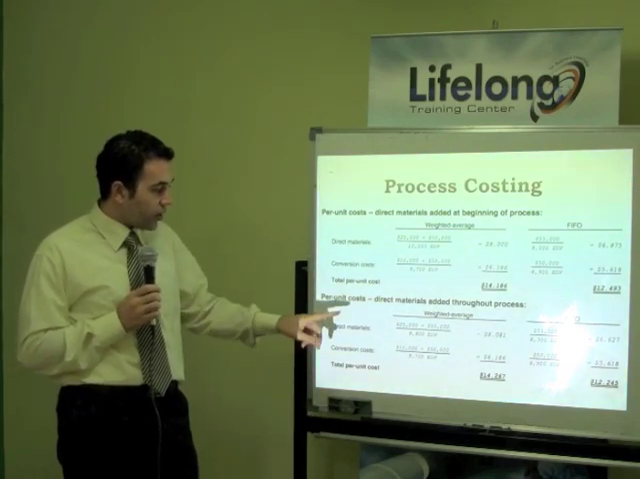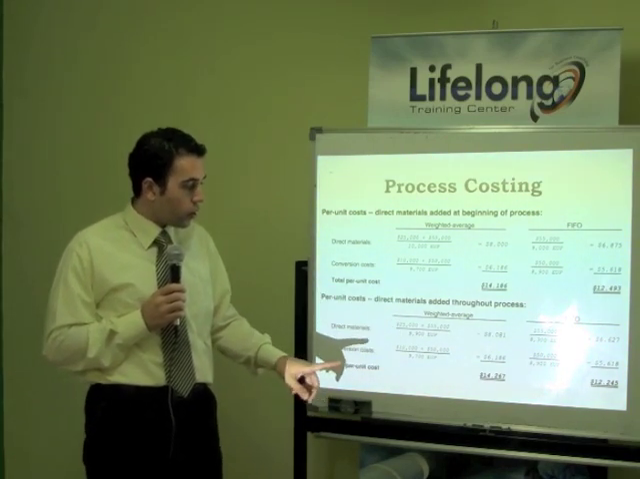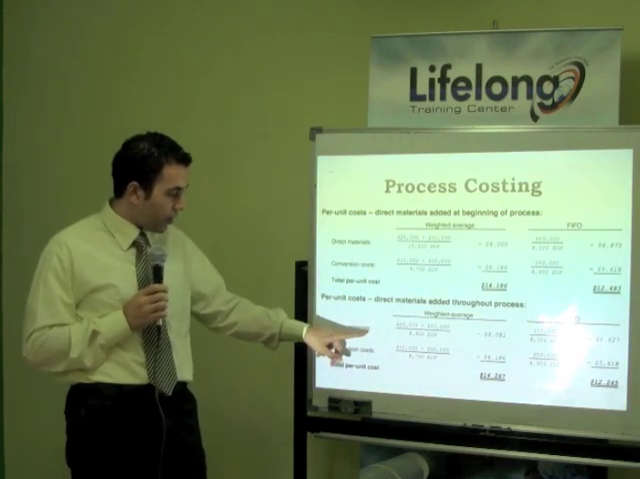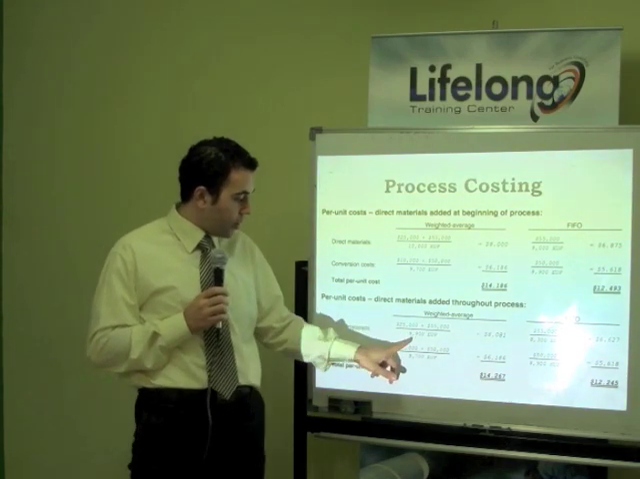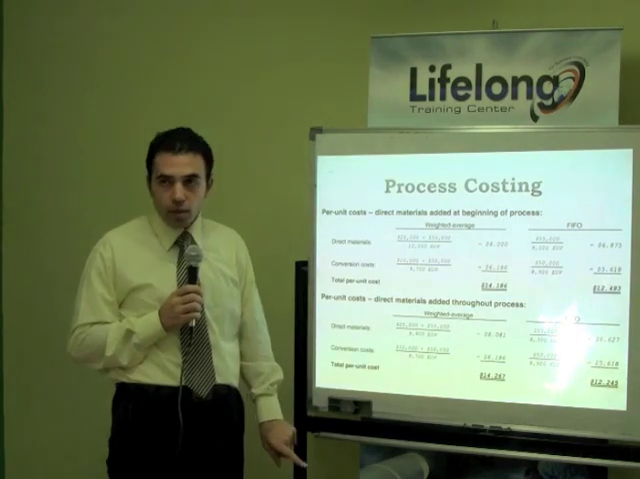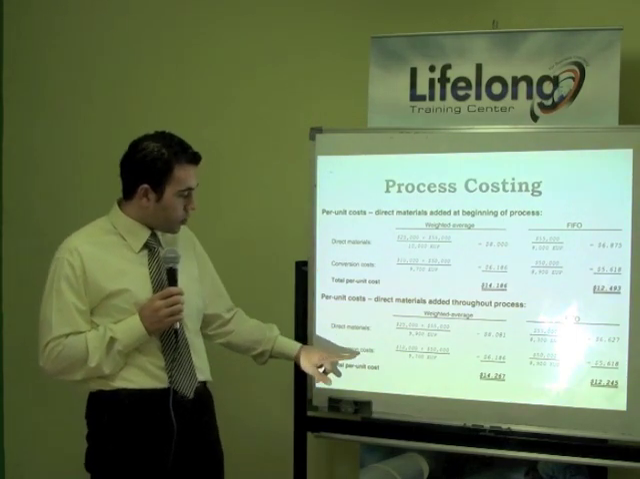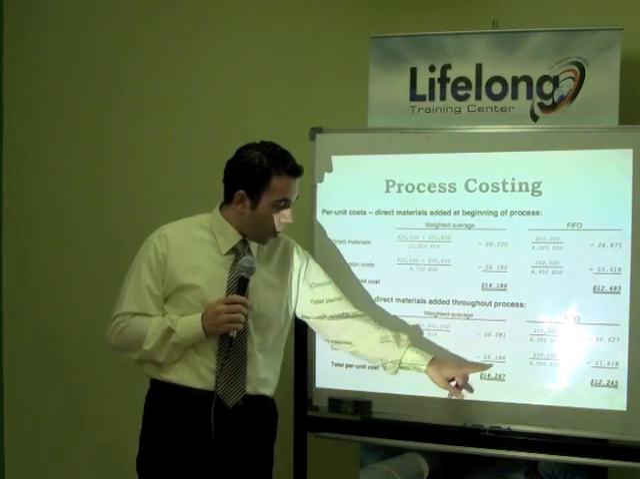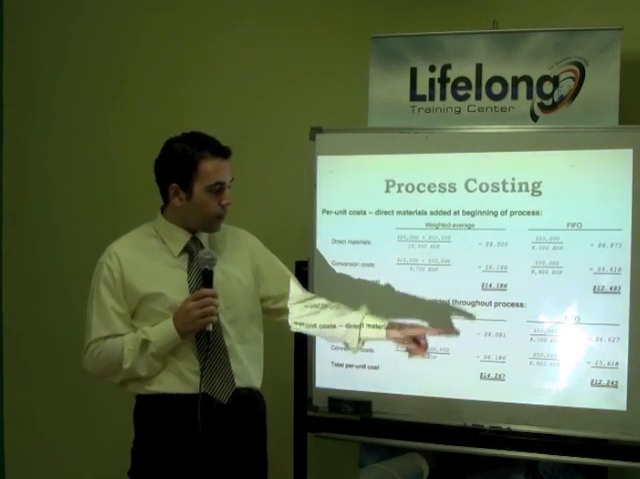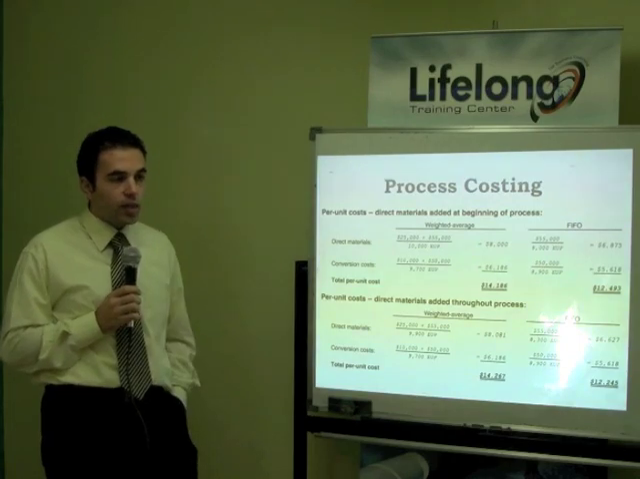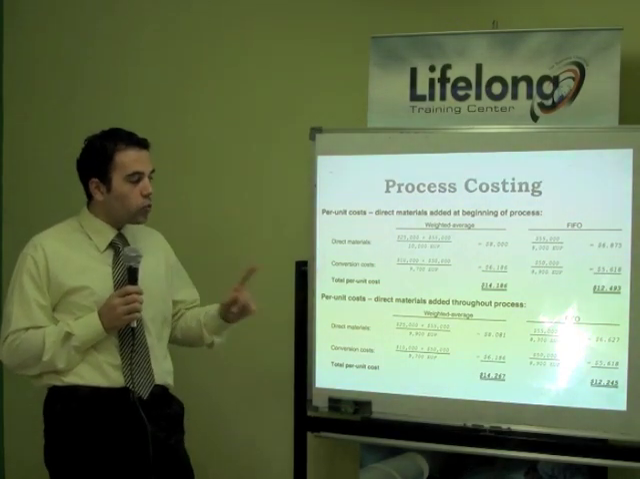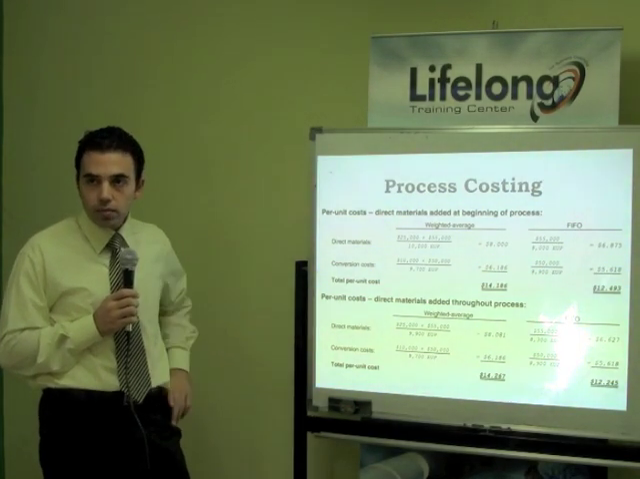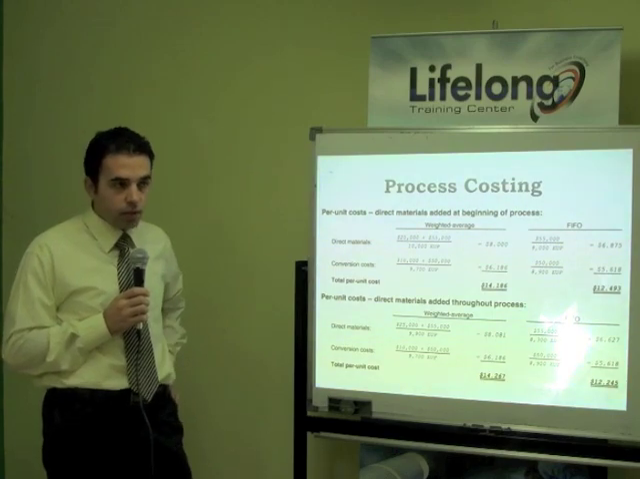Per unit cost, direct materials added throughout a process. We are saying, okay, direct materials, what is the equivalent units for them? And at the same time, conversion cost, what is the equivalent units for them? And we figure out exactly how much the cost for the product is, and at the same time for FIFO, the same thing. But we are just looking at what we used during the period, not at the beginning. Clear?